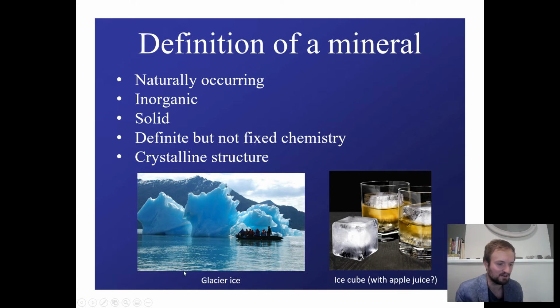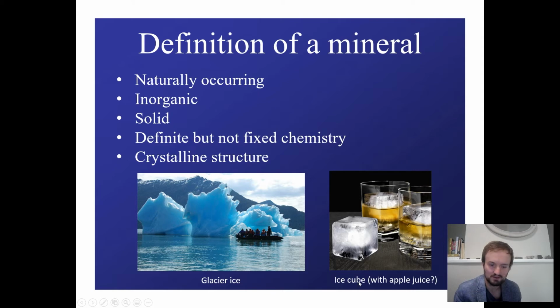And so the glacier ice here, let's run through our definition. Naturally occurring, yes. It's inorganic. There's no organic carbon in there. It's just H2O. It's a solid. It has a definite but not fixed chemistry, right? So there might be a little bit of debris in there, like dirt or dust, but it's still mostly the fixed chemistry of H2O, and has a crystalline structure, which ice does. Ice has a really nice crystalline structure. And so then, ice in nature is a mineral.